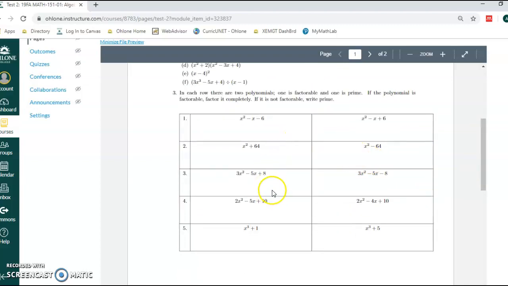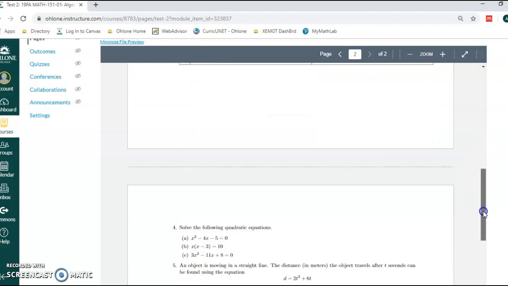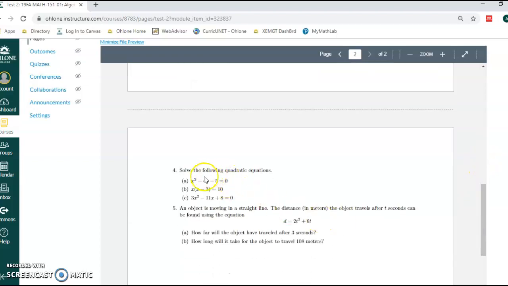You'll have to be able to factor. You'll have to be able to solve quadratic equations using factoring. If you use the quadratic formula, you will receive no credit. So you need to know how to solve these by factoring. And then there'll be a word problem. And it'll be a word problem very similar to this, where I'll give you the equation. You won't need to make it up, and then you'll have to answer a couple of questions about it.